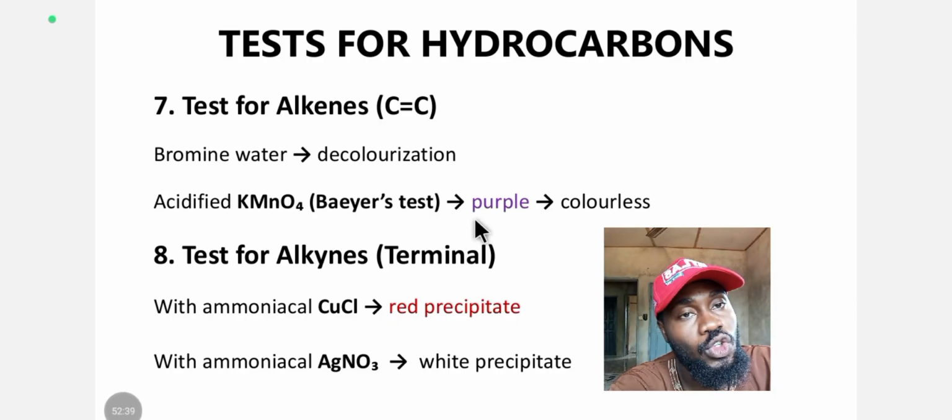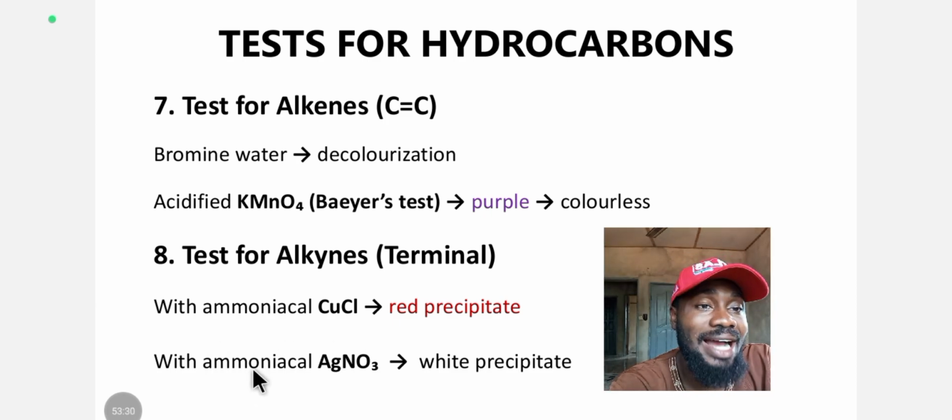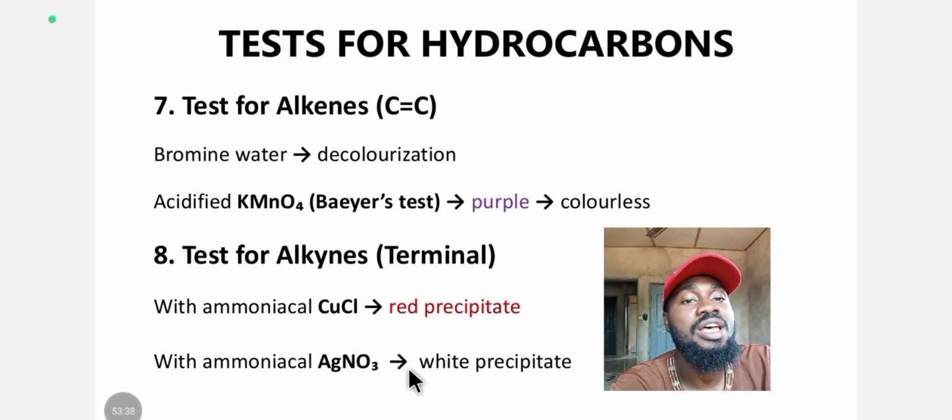The next one is number 8, the test for alkyne, which is the terminal test. It is usually done with ammoniacal copper chloride. You can also do this same terminal test for alkyne with ammoniacal silver trioxonitrate 5, which gives you a white precipitate. The white precipitate confirms the presence of alkyne.